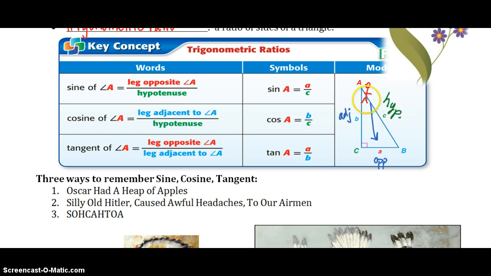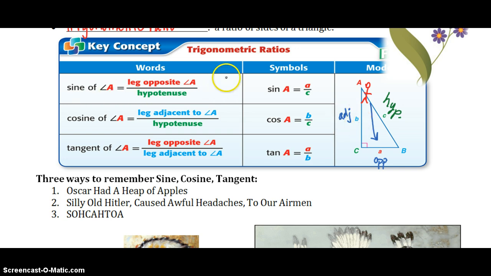And then you have to determine, as we're dealing with trigonometric ratios, which angle am I standing on? Am I looking for angle A or am I looking for angle B? For these examples, they're talking about angle A. So from A, opposite is the side called A, and adjacent is the side called B.